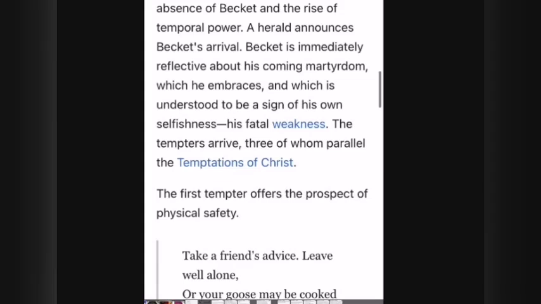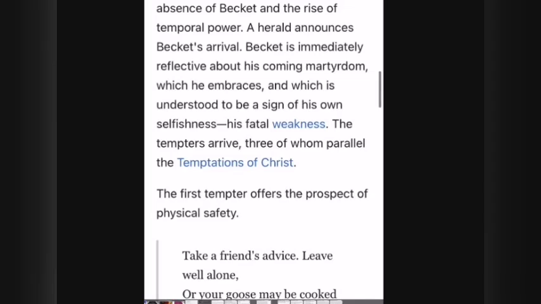Then later, as they were talking, a herald announces Becket's arrival, that he just showed up. Now Becket is immediately reflective about his coming martyrdom, which he embraces and which is understood to be a sign of his own selfishness, his fatal weakness.